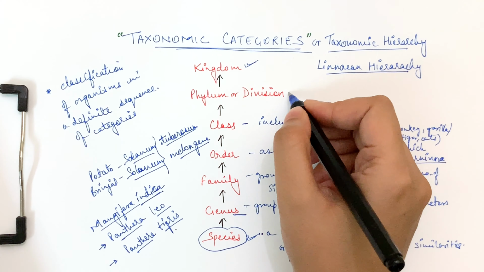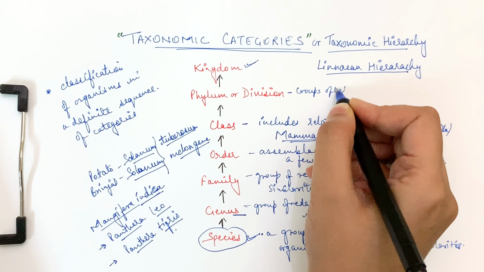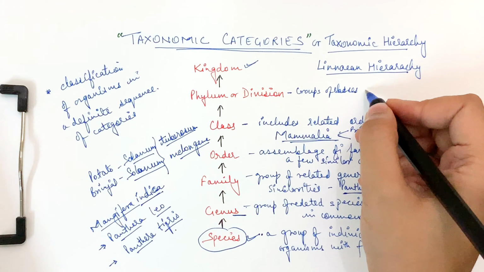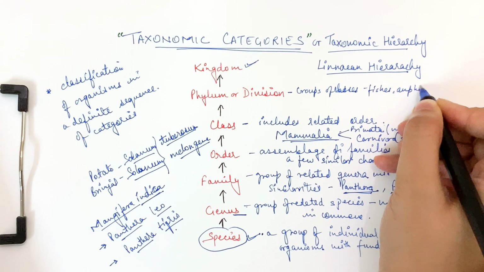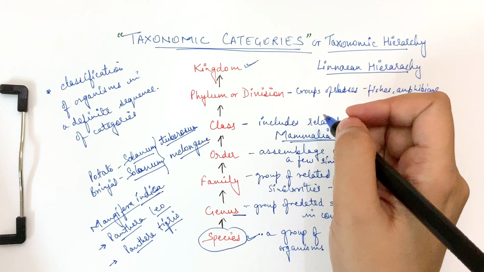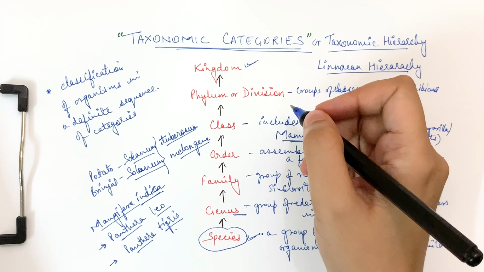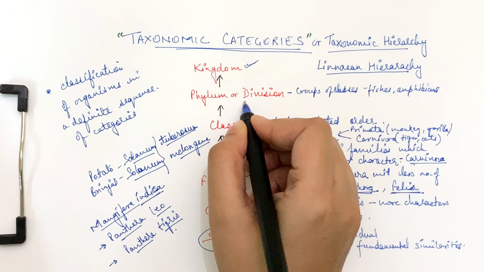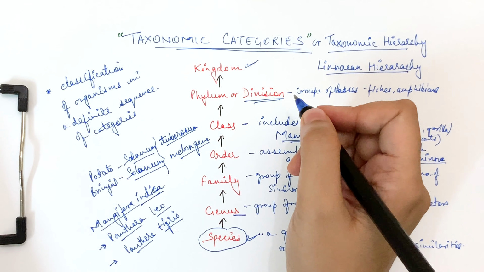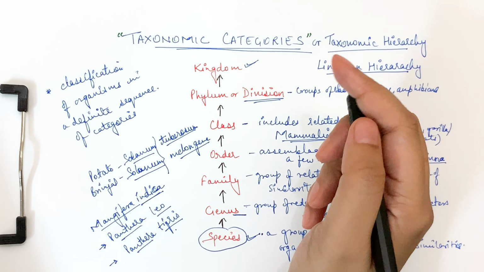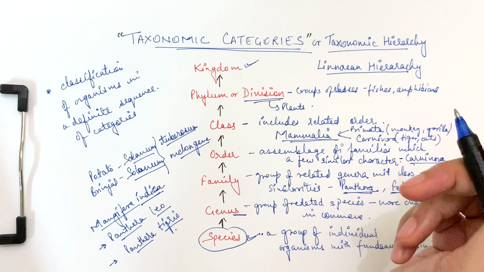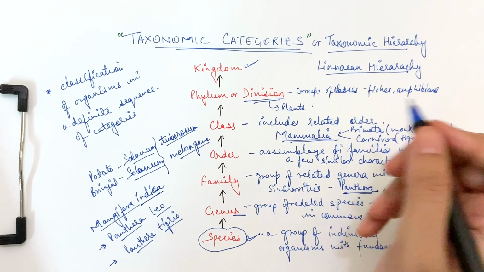So basically, these have groups of classes. Maybe classes comprising animals like fishes, amphibians, reptiles, birds, along with the mammals, constitute the higher category called phylum. Then again, in the case of plants, it is known as division. So this is one very important point: in the case of animals it is known as phylum, and in the case of plants it is called division. Group of classes of fishes, amphibians, reptiles, and mammals are put together in the phylum.